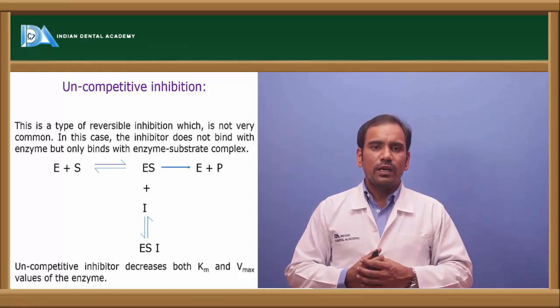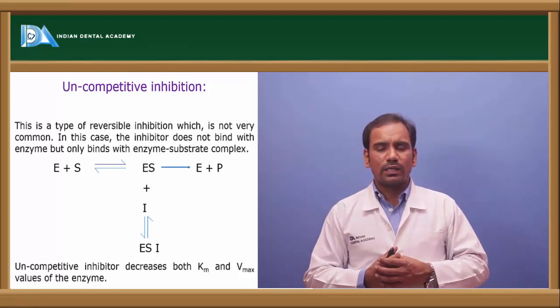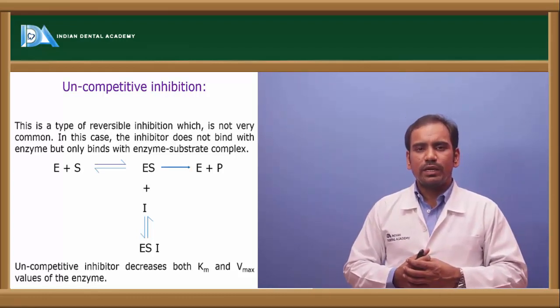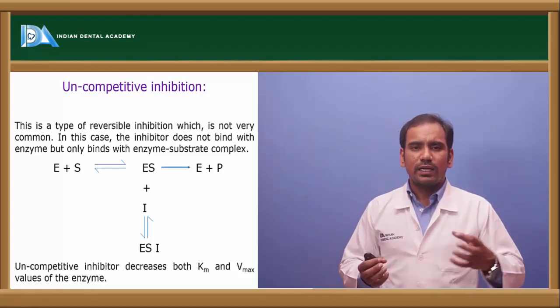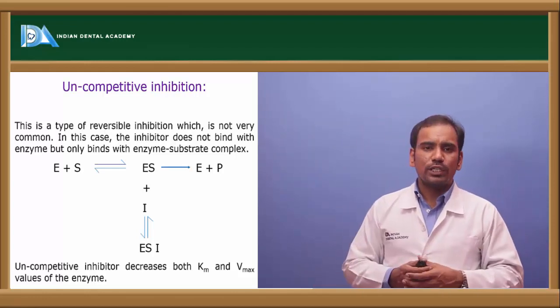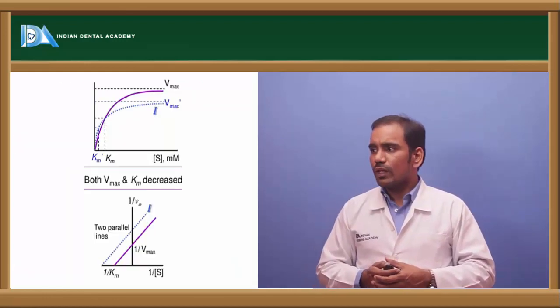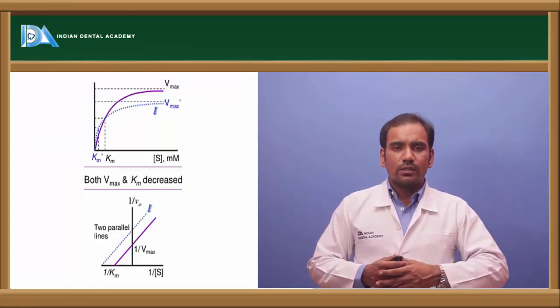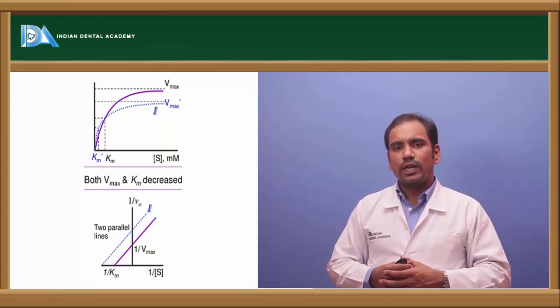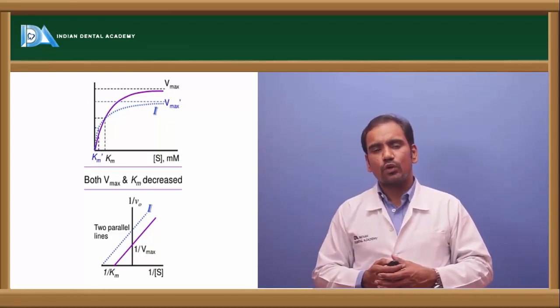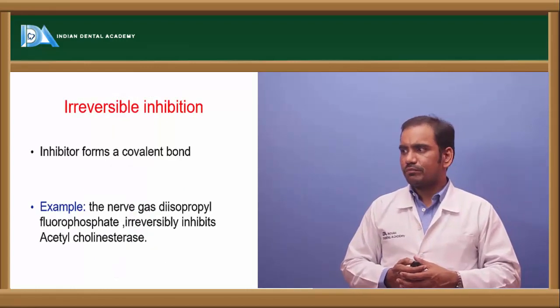And the example is placental alkaline phosphatase, which is inhibited by a compound called phenylalanine, and that type of inhibition is uncompetitive inhibition. So you can see in this picture, there is a decrease in both Km value and velocity maximum in case of uncompetitive inhibition. Right.